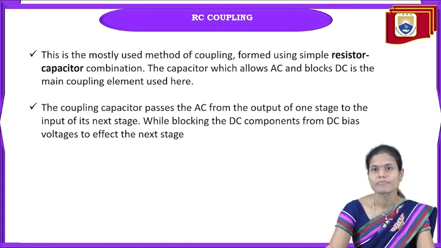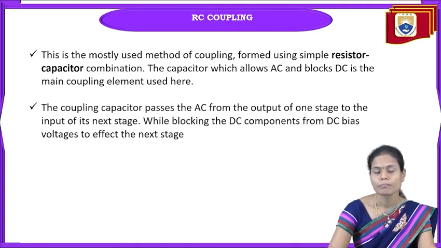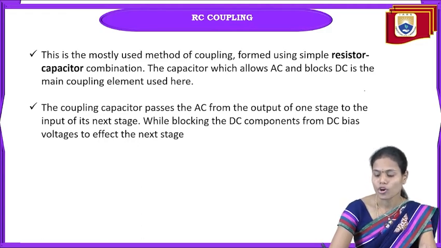And the next one is RC coupling. In most cases we prefer RC coupling, where we form a combination of resistor as well as capacitor between the stages of the amplifier. The purpose of the capacitor here is to allow the AC signal and block the DC signal. This we already know.